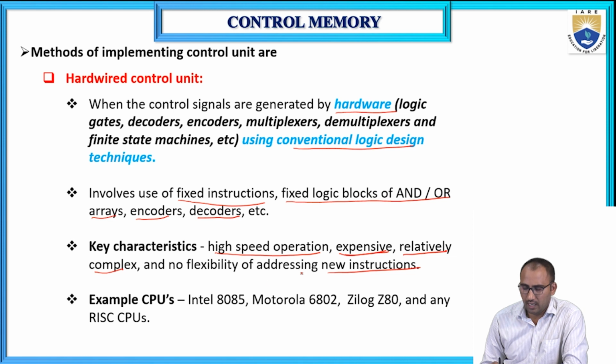There is no flexibility for addressing new instructions, because we have to use only whatever instructions are available. We cannot implement any new instructions. So these are the key characteristics of the hardware control unit. Examples of CPUs using hardware control units are Intel 8085, Motorola 6802, Zilog Z80, and RISC-based CPUs. RISC means reduced instruction set computer.